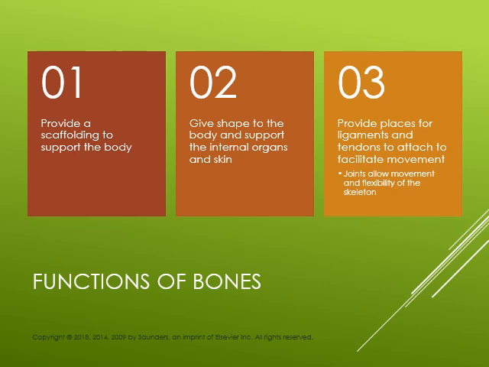Now let's review some functions of bones. The bone provides a scaffolding to support the body. It gives shape to the body and structure and supports the internal organs and skin. And also bone provides places for ligaments and tendons to attach to facilitate movement. Joints again allow movement and flexibility of the skeleton. Please review the anatomy and function of cartilage, ligaments, and tendons.